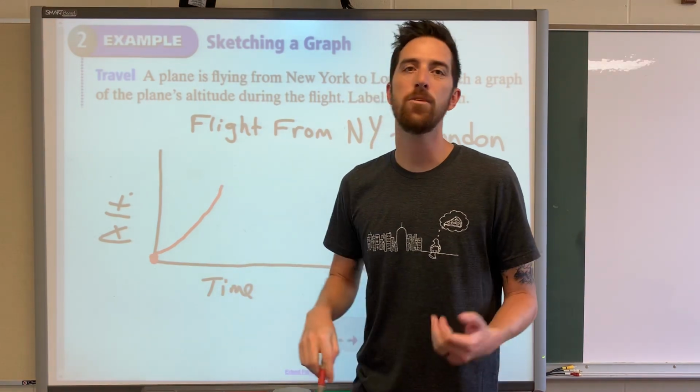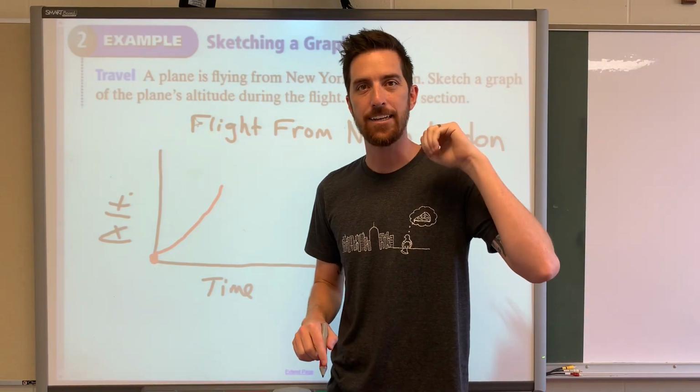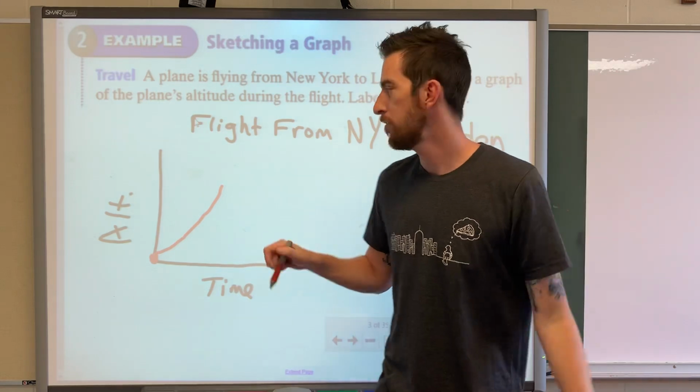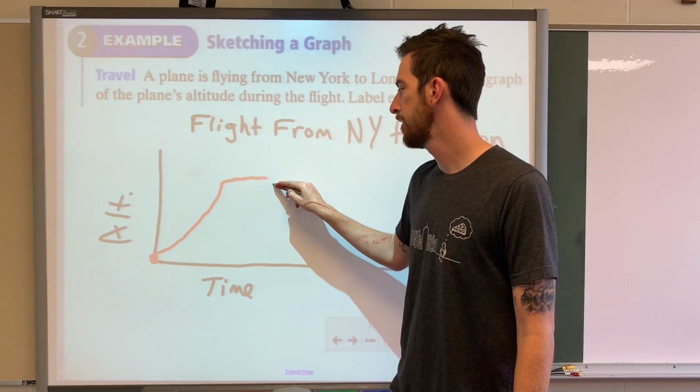Oh, and then what happens when you're on a plane? You get to a certain height and they call it the cruising altitude or something. You just stay at that height for most of the flight. So it's going to be kind of a flat area over here.